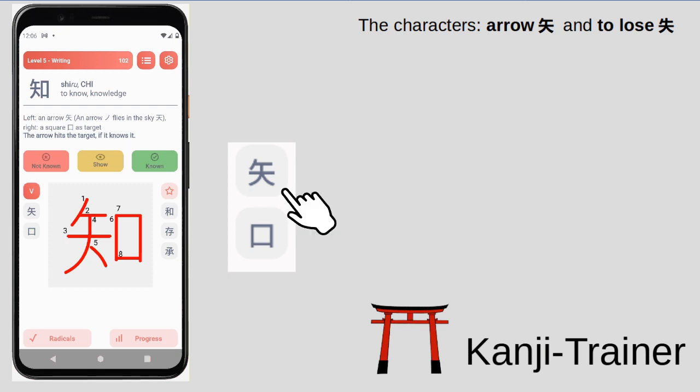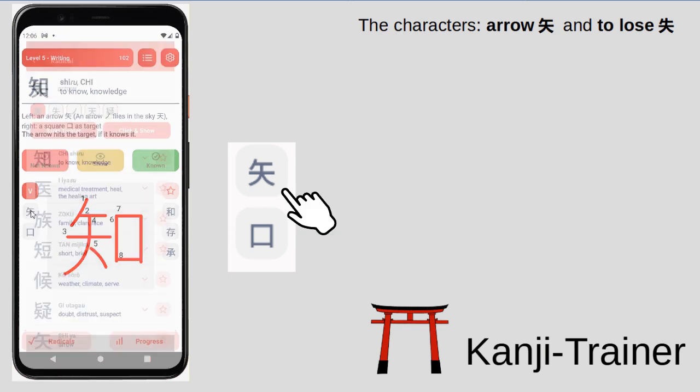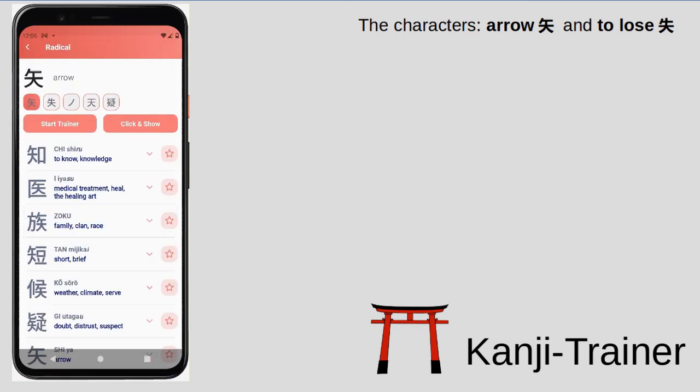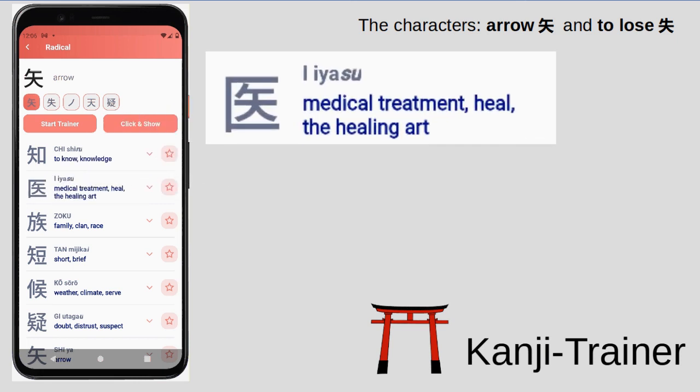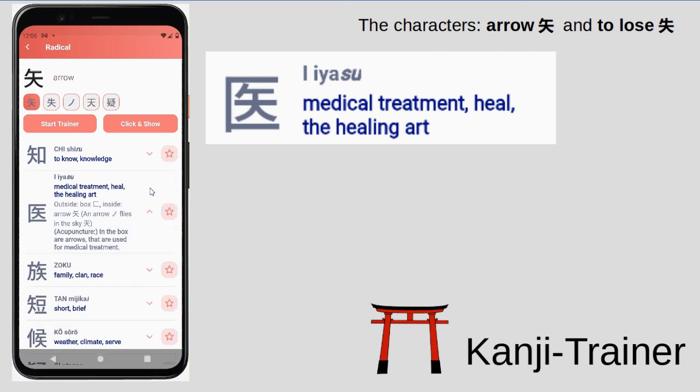I go on the button for arrow and I see all usages of this arrow in the Jyo kanji. First character is the one with the meaning to know, which we just discussed. The second one has the pronunciation i and the meaning medical treatment. I go here on the small arrow and I get the explanation.